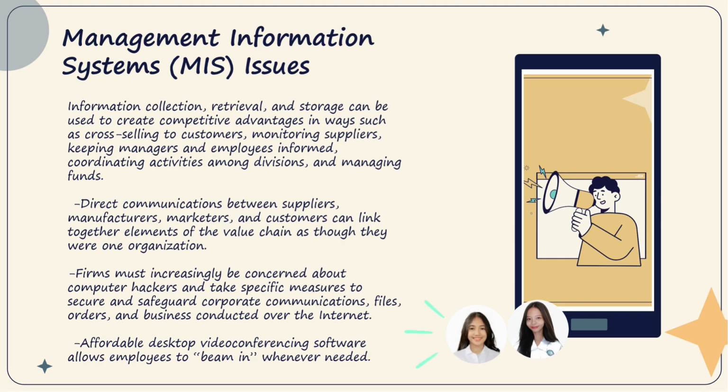Information is considered an organization asset that can be managed like human resources or inventory. Organization that can implement a strategy based on the available information will have a competitive advantage in 21st century. A good information system can allow a firm to reduce costs. For example, the first example is direct communication between suppliers, manufacturers, and marketers, which can link together elements of the value chain as though they were one organization.